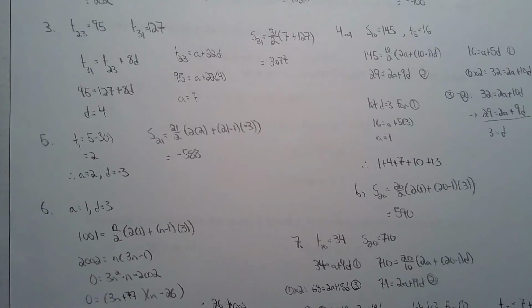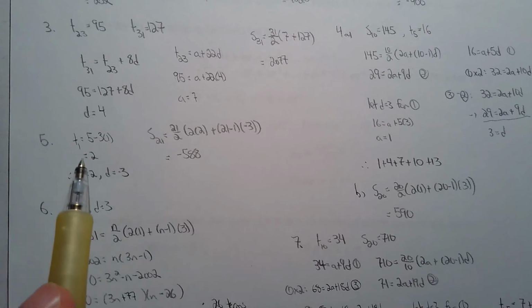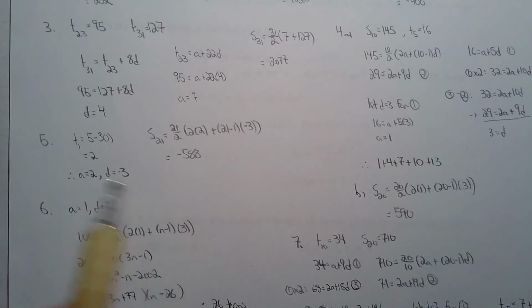Okay, for question 5, what do we have here? The sum of the first 21 terms, where the nth term t sub n equals 5 minus 3n. If it's 5 minus 3n, that means the first term is 2 and the common difference is negative 3. Once I know that, I can tell you the sum of the first 21 terms, no problem.